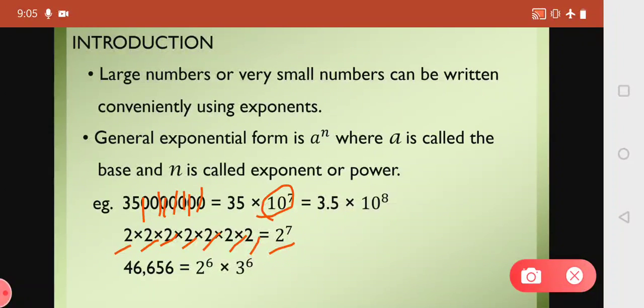Or if we have to find the prime factorization of a given number, for example, 46,656, we will get that it is the product of 2 raised to 6 into 3 raised to 6. That is, if we multiply 2 six times and then multiply 3 six times, the product of both we will get is 46,656. So, we can easily and conveniently express large and very small numbers using exponents.